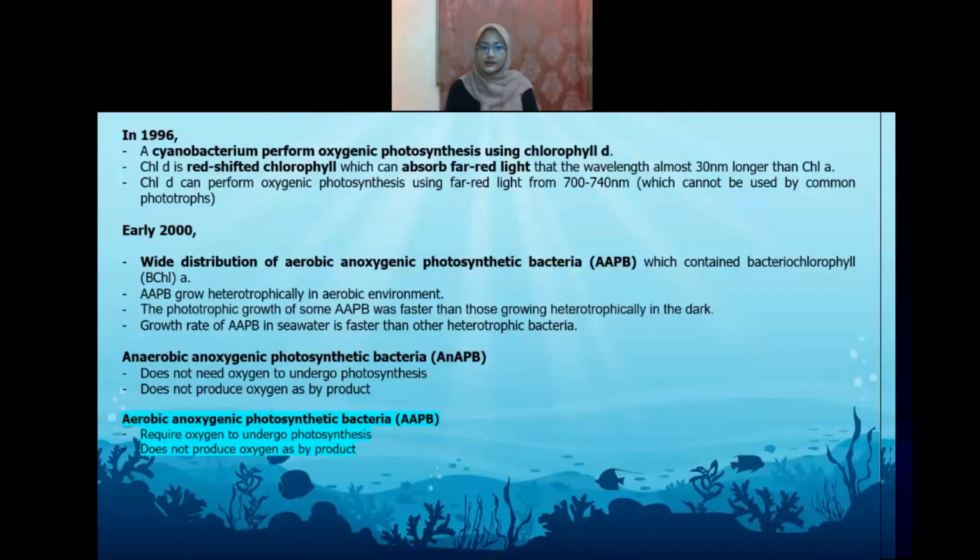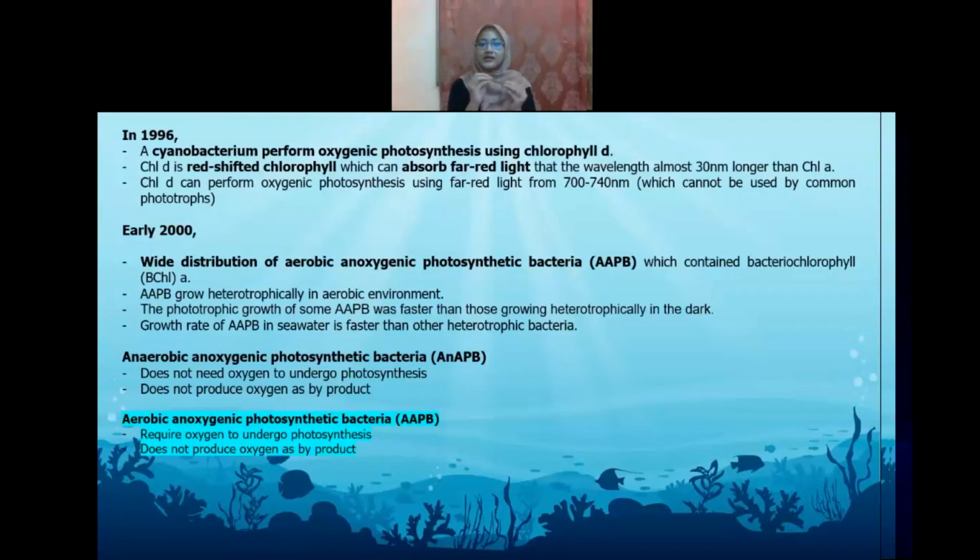In 1996, scientists found a cyanobacterium that uses chlorophyll D to perform oxygenic photosynthesis. Chlorophyll D is a red-shifted chlorophyll that can absorb far red light, with a wavelength almost 30 nanometers longer than chlorophyll A. It can perform oxygenic photosynthesis using far red light, around 700 to 740 nanometers, which cannot be used by common phototrophs. Sorry for the sentence.